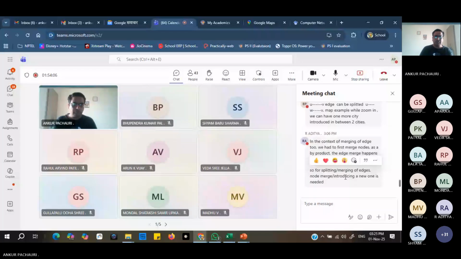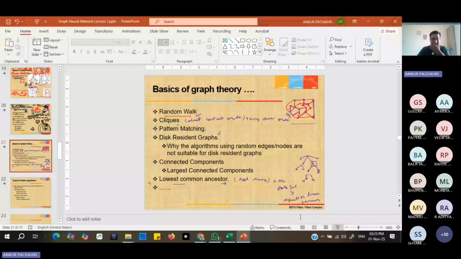Okay. Somehow, Aditya, that's okay. But I have included that splitting of edge just in a flow. I've not even properly thought of what the process should be. Okay.